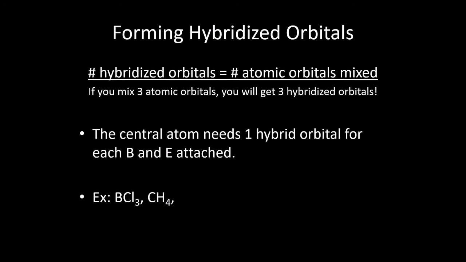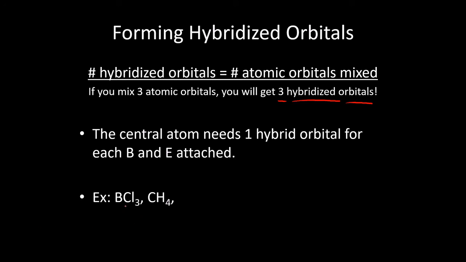Now, before we take a look at the 3D shapes of those orbitals, figuring out how many hybridized orbitals we need and how many atomic orbitals we need to make those is pretty straightforward. If you take 3 atomic orbitals and you add their wave functions together, what you get out the other side is another 3 orbitals. So however many atomic orbitals you mix, you're going to get the same number of hybridized orbitals. That makes it pretty easy to figure out, how many things do I need attached to my central atom? That's how many hybridized orbitals I need.